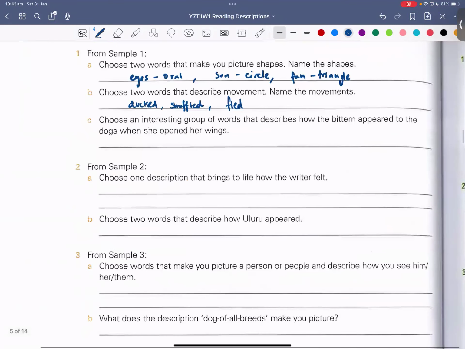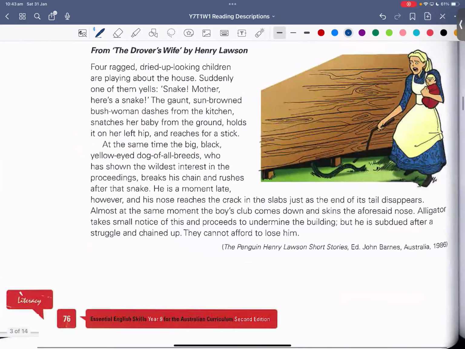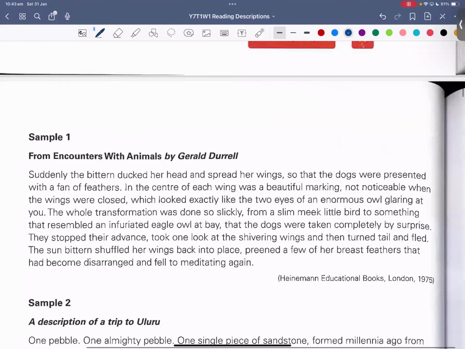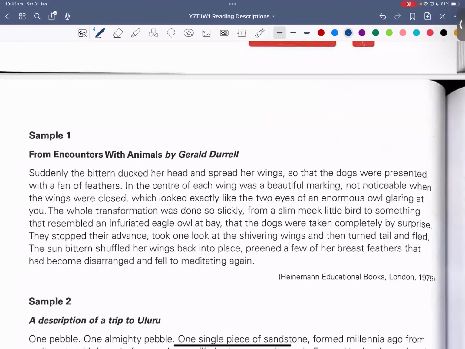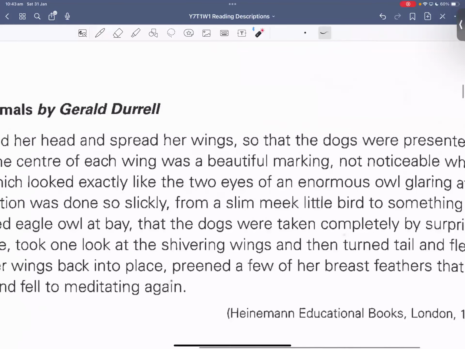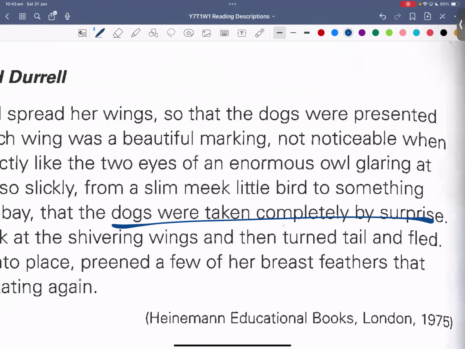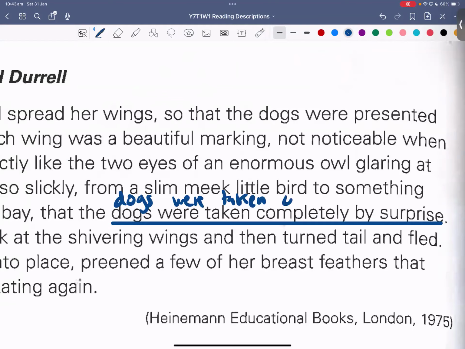What describes how the bird appeared to the dogs? Like, what did the dogs think of the bird? Can anyone see? Where do we see that? It says the dog was like, I'm completely surprised they stopped there. Yeah, the dog. So we can just say that these group of words describe how they felt towards the bird. Dogs, yeah, were taken completely. So that's a different character's perspective.